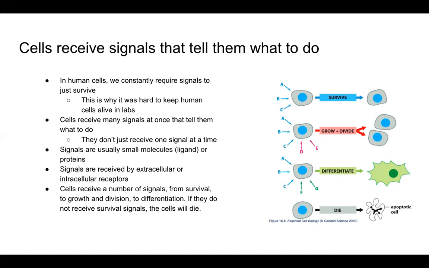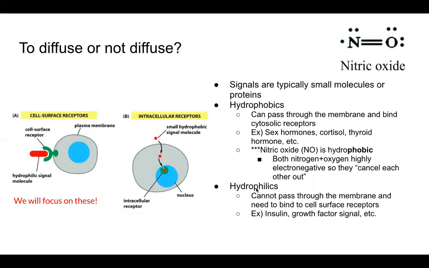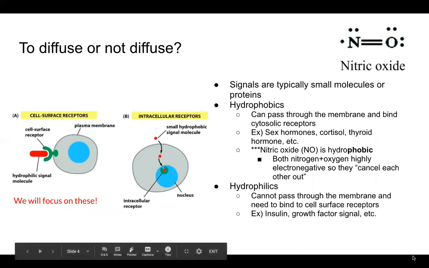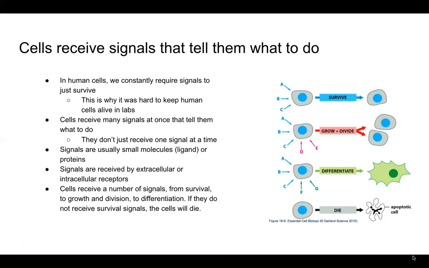Signals are usually ligands, which are small molecules, or they can also be proteins. These signals are received by receptors, which can be extracellular or intracellular. Extracellular is usually on the outside, and intracellular is inside the cell. Since we receive a number of signals, these can range from survival signals to growth signals to differentiation signals. If we don't receive those signals, the cells will die. You can see an example of an apoptotic cell in one of the illustrations.